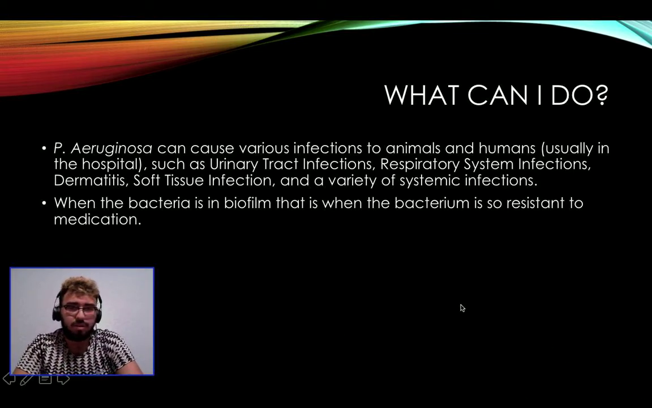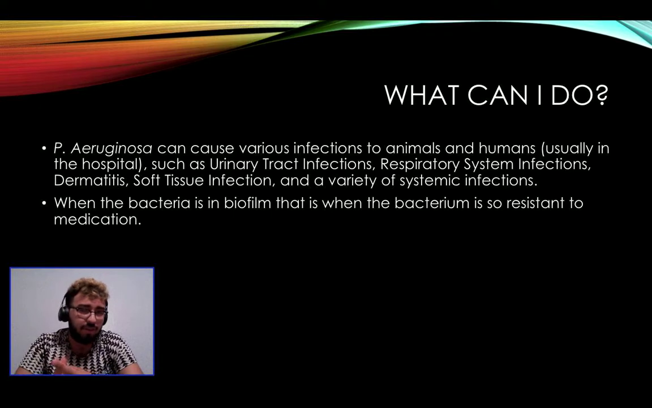As I mentioned before, Pseudomonas aeruginosa can cause various infections, especially in animals, humans, and plants. It can cause them in all three. The main places they're found are soil, water, and trash, but usually they're found in hospitals. They can cause urinary tract infections, respiratory system infections, dermatitis, soft tissue infections, and even systemic infections. Usually, about 15% of these infections are due to Pseudomonas aeruginosa.